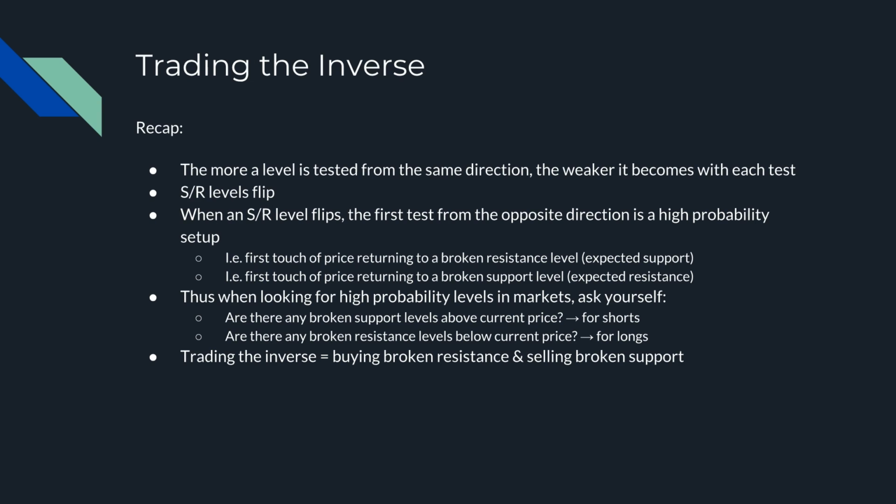And so all trading the inverse means is we want to buy broken resistance, which we anticipate is going to act as support, which is why we're buying it, and we want to sell broken support that we anticipate to act as resistance, which is why we're selling it.